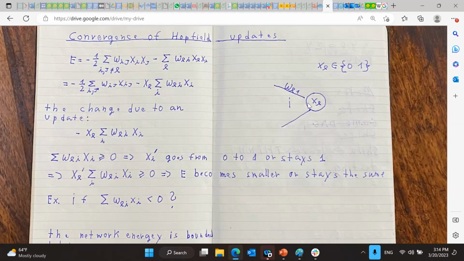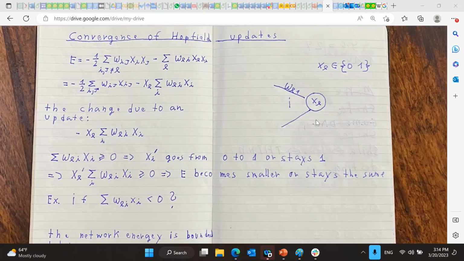And if it's bigger than 0, then I update the neuron to be 1. Otherwise, the neuron is updated to 0. So that's the update rule. And in order to see that the process converges to a fixed point, we need to convince ourselves that there's a monotonic series that is bounded, and that proves the claim.